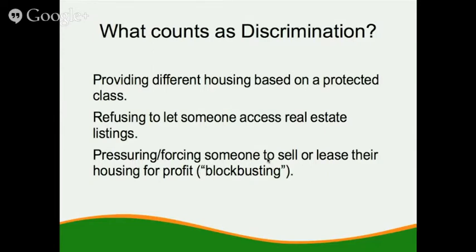And then also pressuring or forcing somebody to sell or lease their house for profit. We'll talk about that as blockbusting. Probably this is something that your co-op isn't doing, but it is something that in the private real estate world is common.